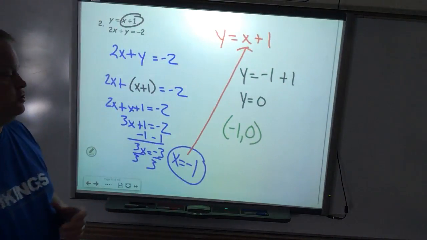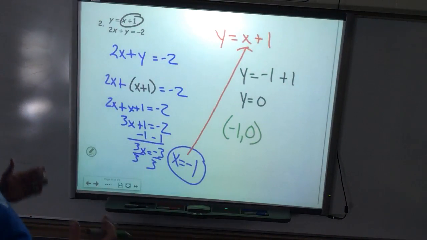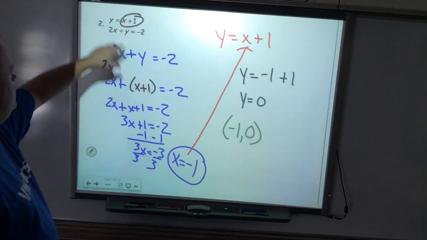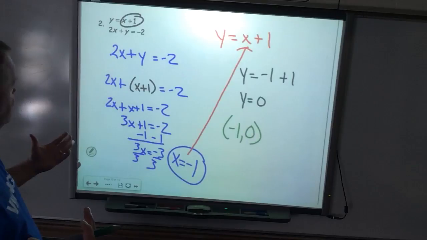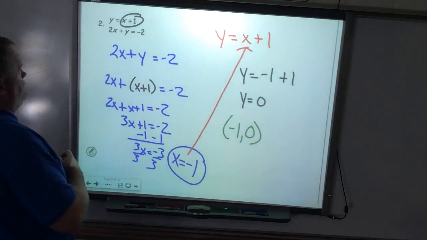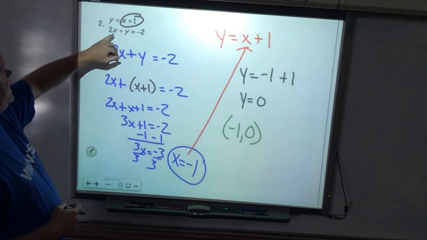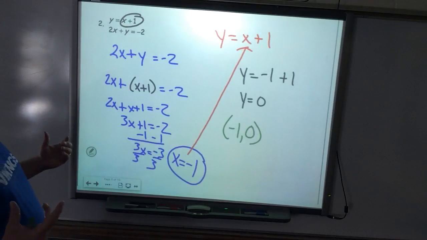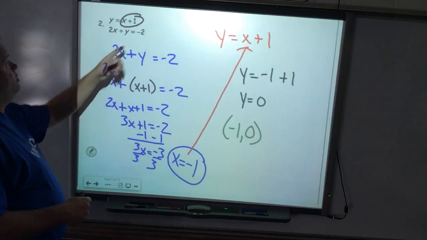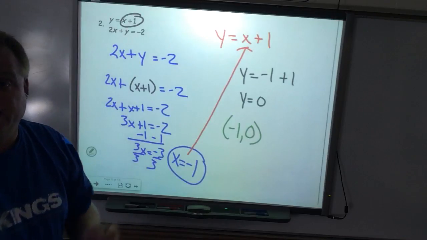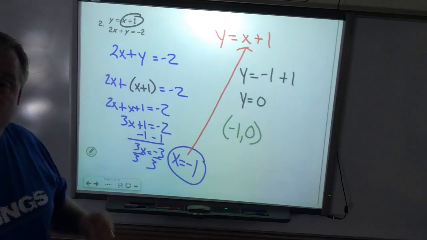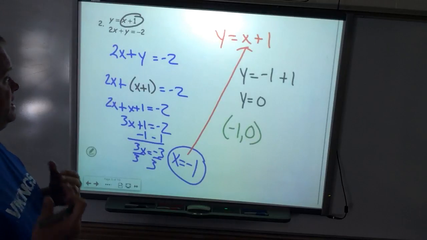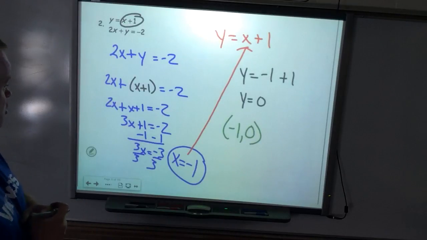That becomes my solution. And I can double check that. It's pretty easy to check. Negative 1 in for x. Negative 1 plus 1 is 0. That makes sense. So 0 equals 0. And I can plug in negative 1 for x here. That would be 2 times negative 1, or negative 2, plus 0 equals negative 2. It checks out. Remember, you can always check this by plugging them back in. We saw that in yesterday's notes, in yesterday's homework.